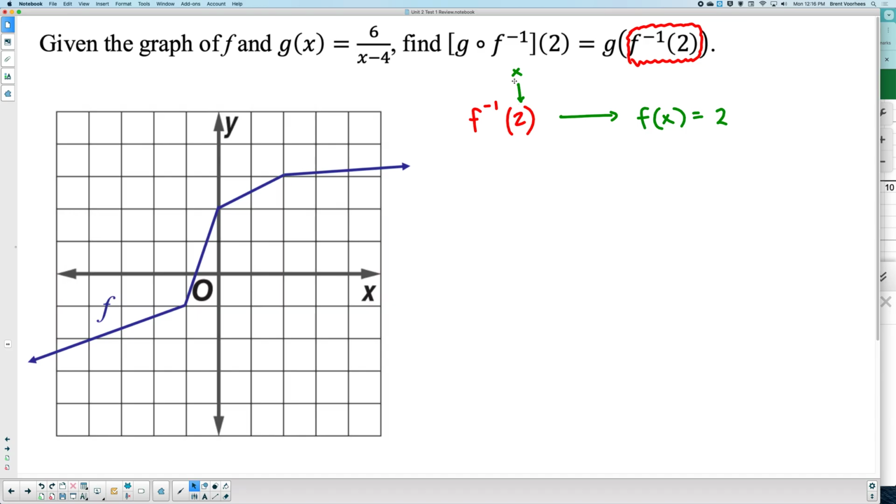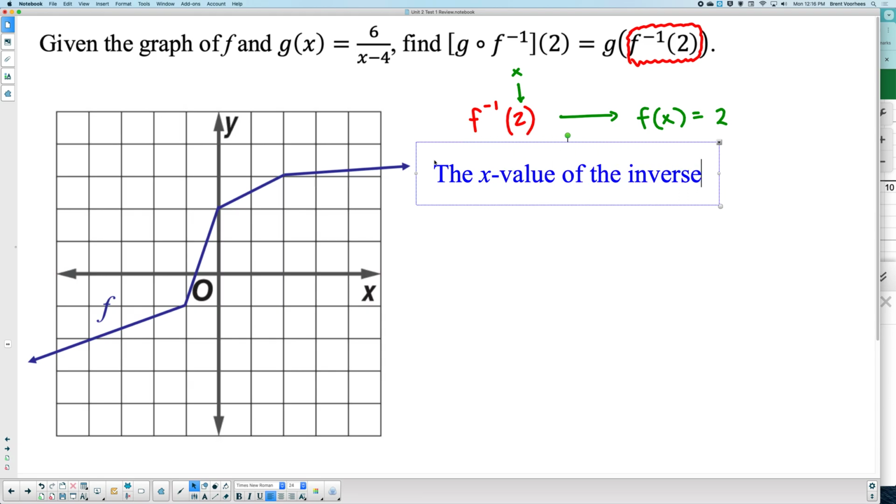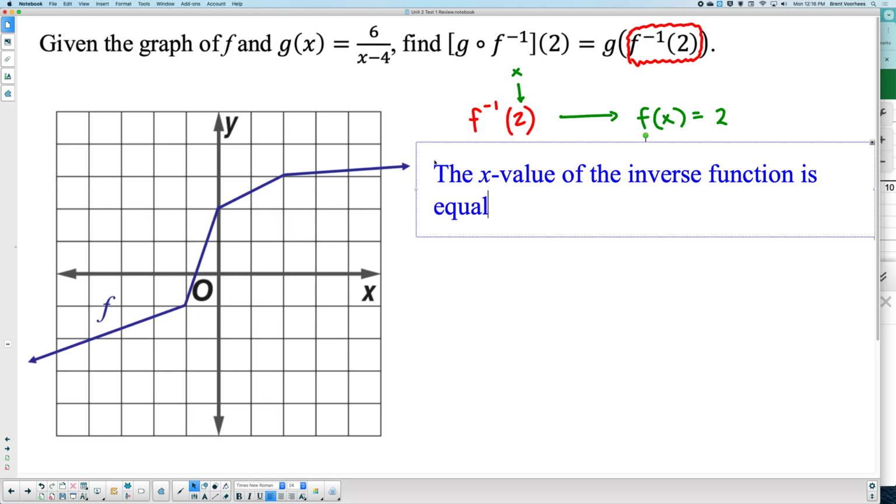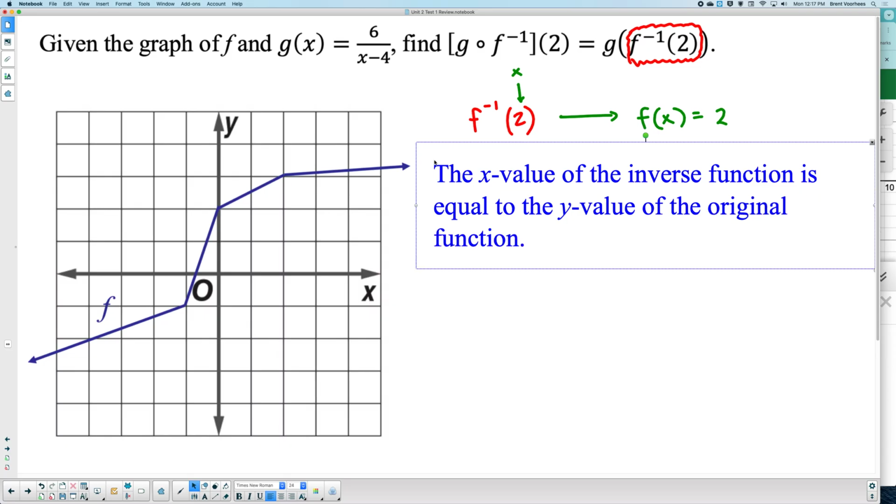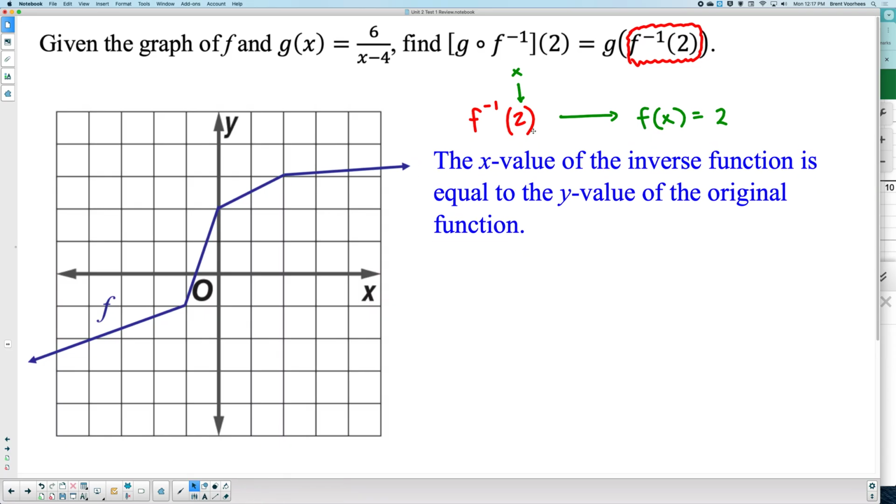Are you in agreement with me? That's the x value? Yes. Okay, here's what I'm saying. The x value of the inverse function is equal to the y value of the original function. The x value here in the inverse is equivalent to the y value. I need to put that this is now the y value, the y value of the original function. Are you tracking with that?